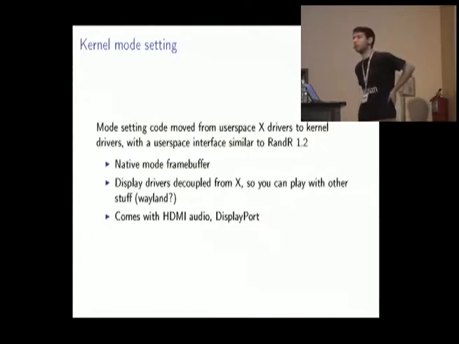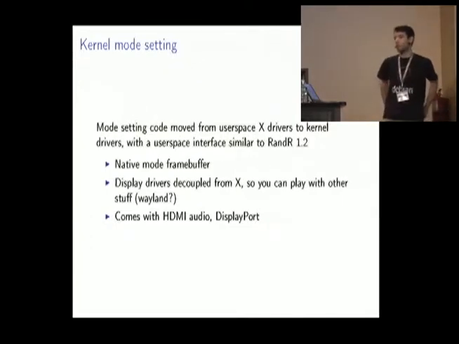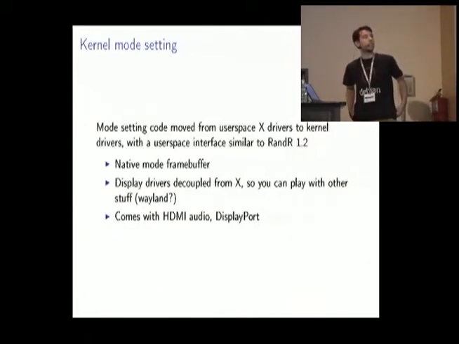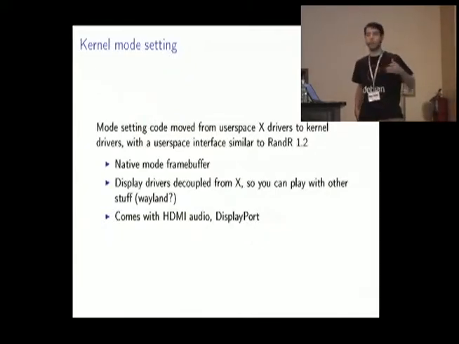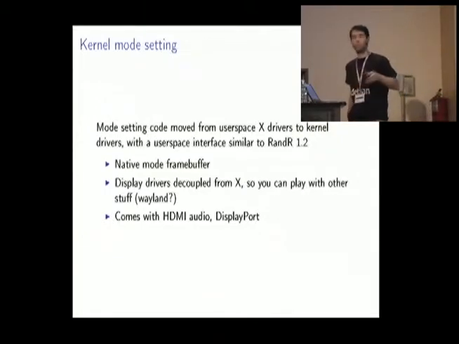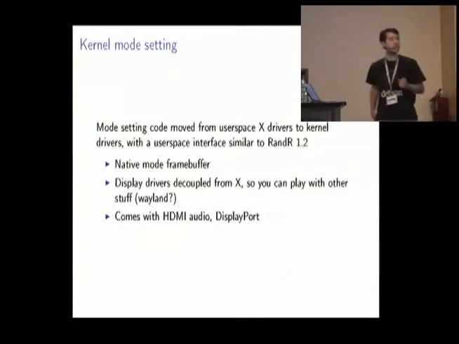This means we get for free a native mode frame buffer for the console, and we can play with other stuff than X, because now that you have an API to talk to the kernel to set modes and create buffers and stuff like this, you can have other display servers without so much work in user space. This means you can more easily have HDMI audio and stuff like this, and new connector types, which work in KMS, which didn't work before in UMS.